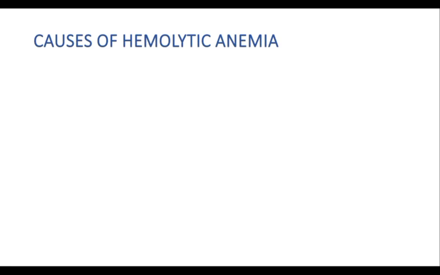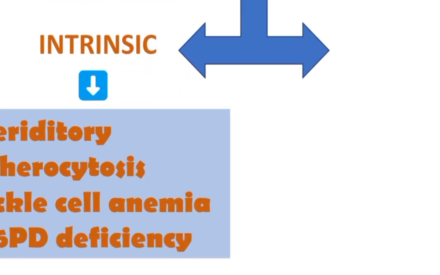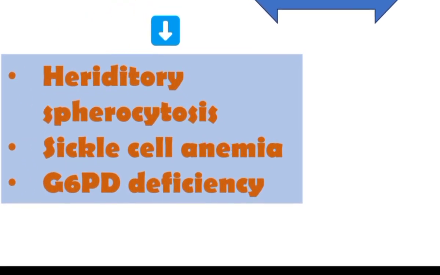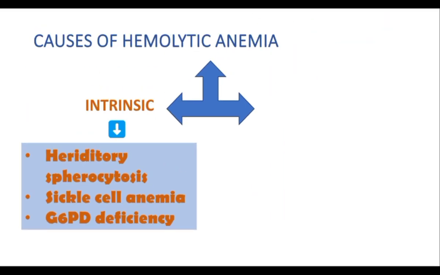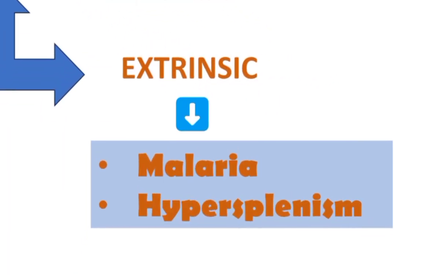Causes of hemolytic anemia. First up, the culprits within the RBC itself, named intrinsic factors, such as sickle cell anemia and hereditary spherocytosis, where there is a problem in the genes, and G6PD deficiency due to enzyme defects. Now let's talk about the troublemakers from outside, named extrinsic factors, such as malaria and hypersplenism, which can trigger hemolysis.